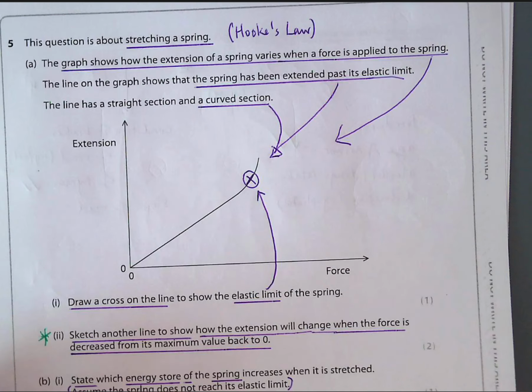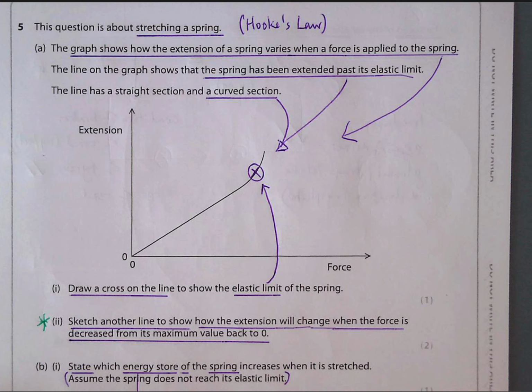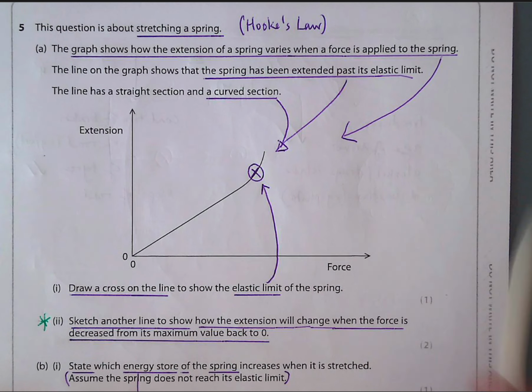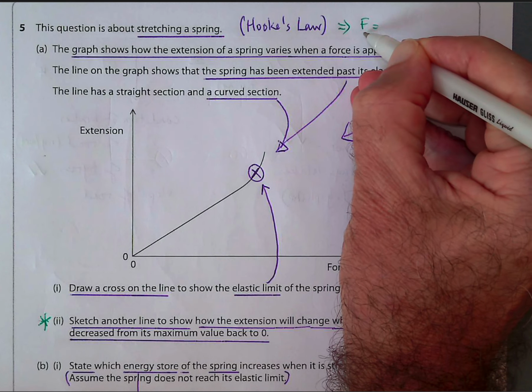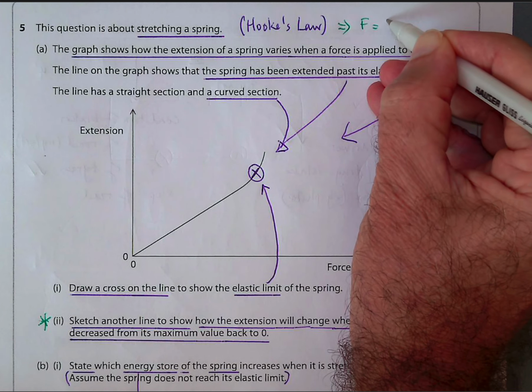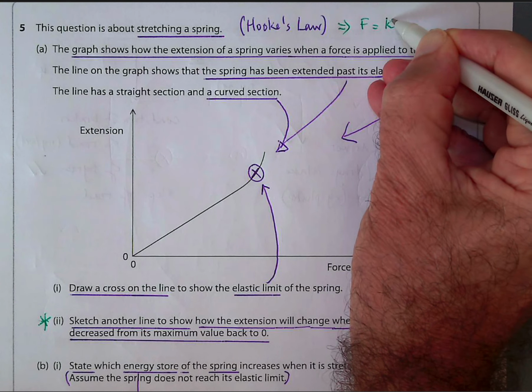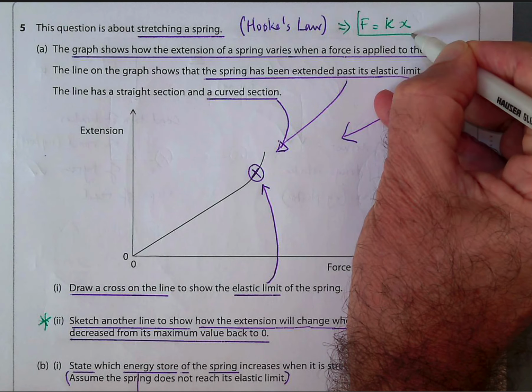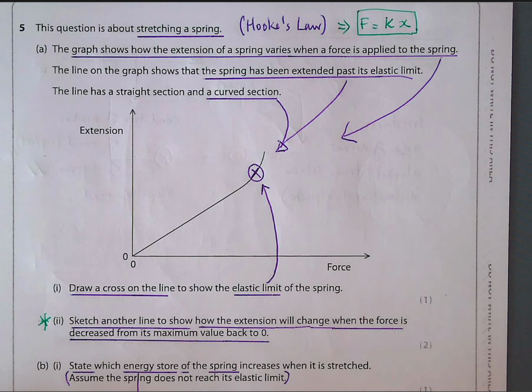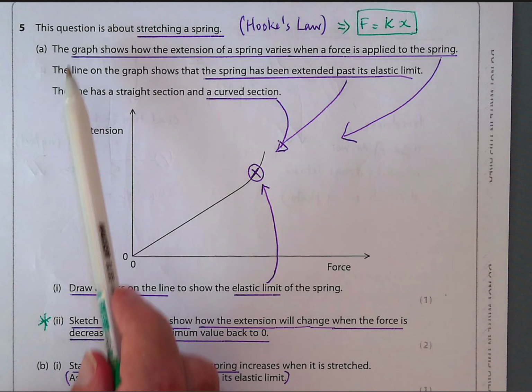All right, the next question is on springs, stretching a spring. Well, that's called Hooke's law. And for those of you who know the equation, the extending force, the force that you apply to a spring, is equal to the spring constant, or the stiffness of the spring, times the extension. Okay? So that's the equation to revise. It doesn't come up in this question, but you might as well know it.